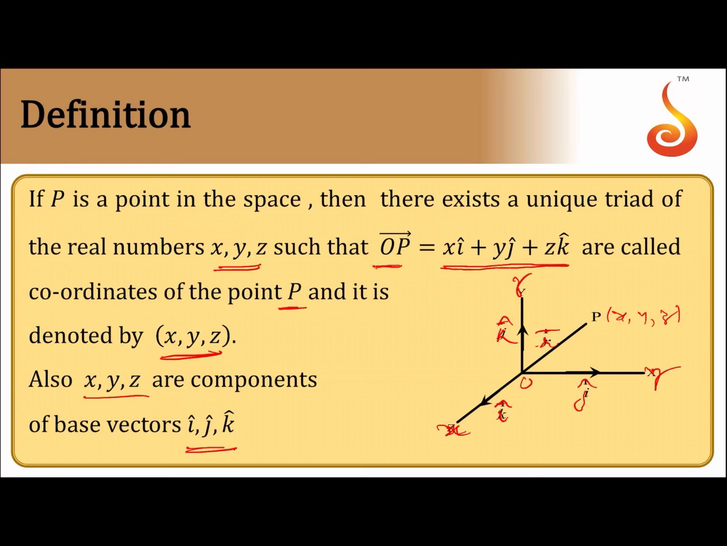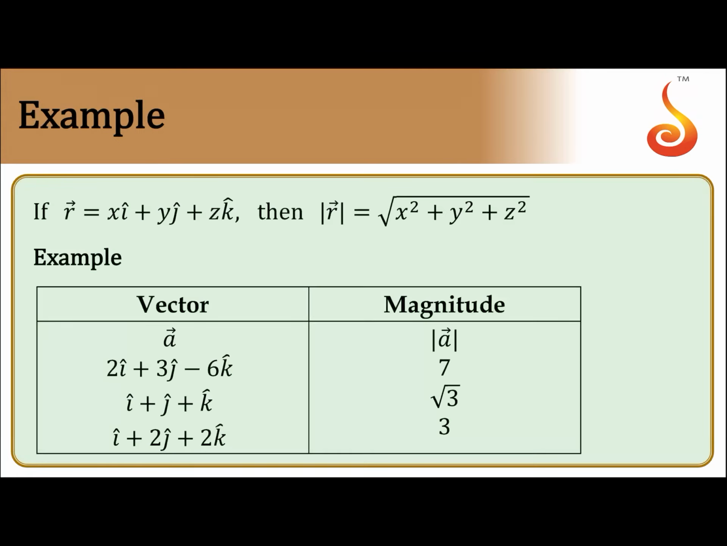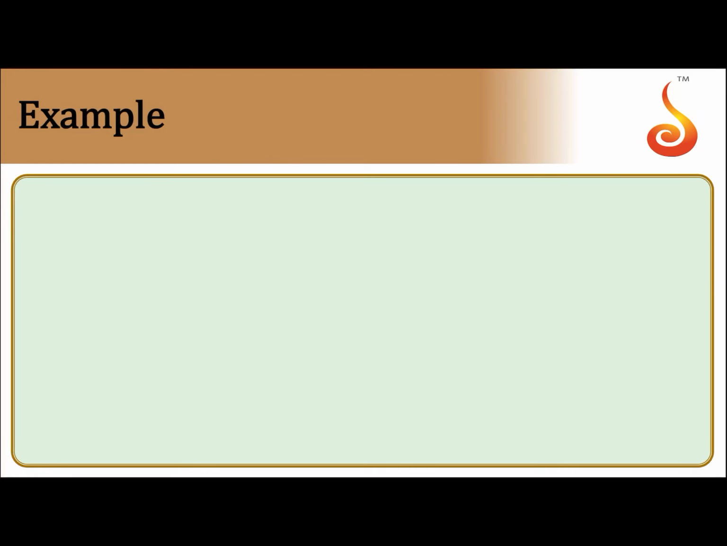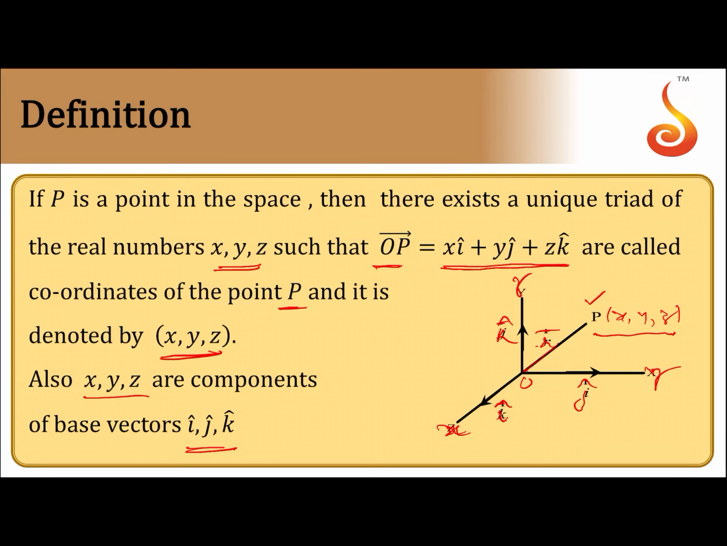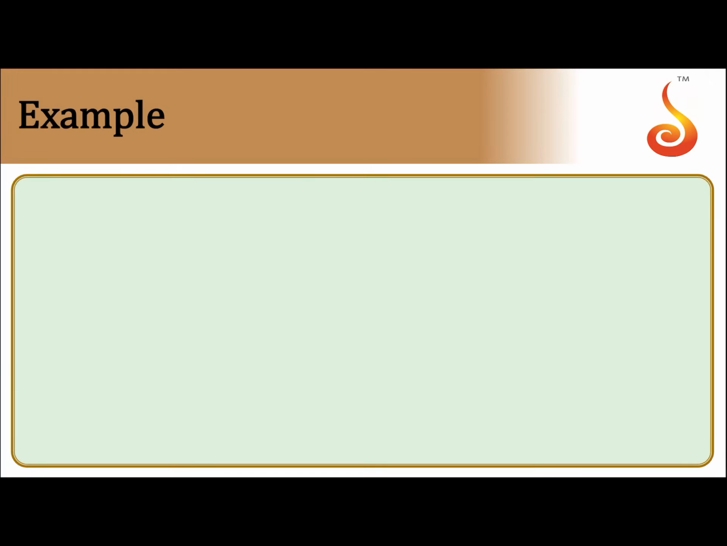So from here onwards, if you take any point P in space with coordinates x, y, z, I can write the position vector of the point P as xi plus yj plus zk. For example, if r bar equals xi plus yj plus zk, the magnitude of r bar is the square root of x square plus y square plus z square. That is the distance of the point from the origin.